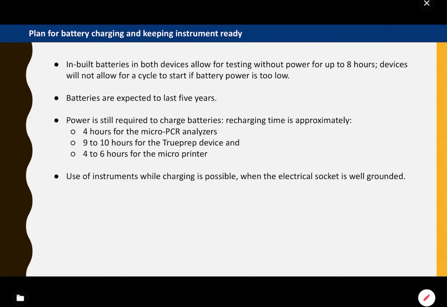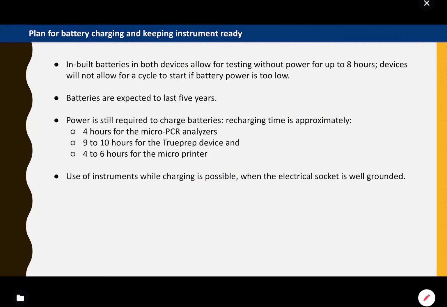Now we know that all these three machines, that is the DNA extraction machine, the PCR machine, and the printer, are all battery operated. But I will advise that when you use the machine, keep the wires connected to charge and keep it charging as much as possible when you do the test, though it can do the test on battery.